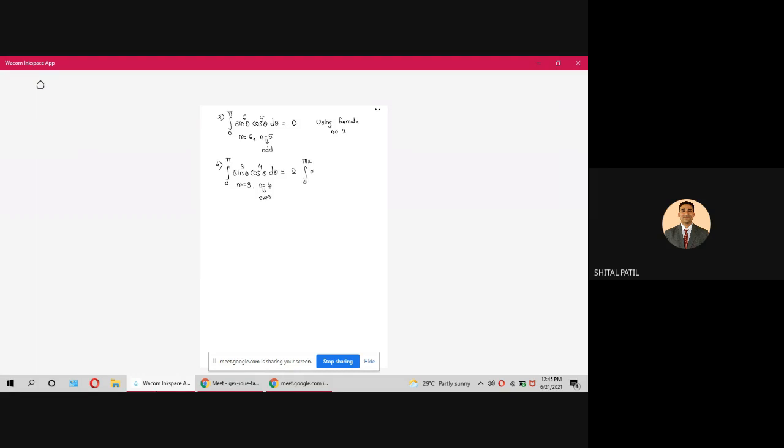0 to pi by 2, sin cube theta, cos raised to 4 theta, d theta. But again, we can simplify this using formula number 4. 3 minus 1, 2. 2 minus 2, 0. So we have to stop here. 4 minus 1, 3. Subtract 2, 1. Stop here. Divided by 4 plus 3, 7. Subtract 2, subtract 2, subtract 2. What about the p? One of them is odd, so p is 1. That's it. Simplify this.